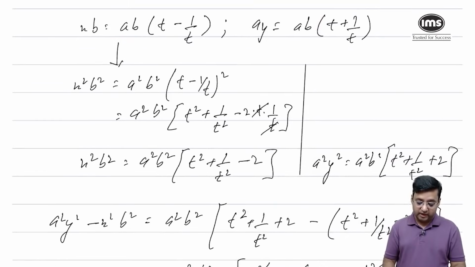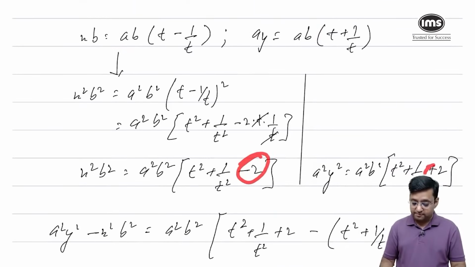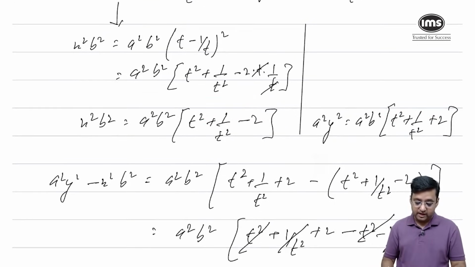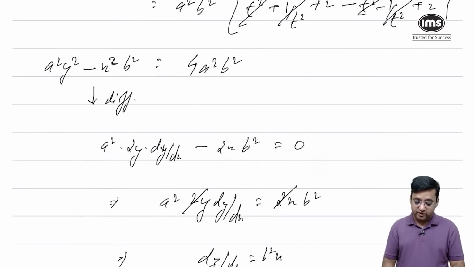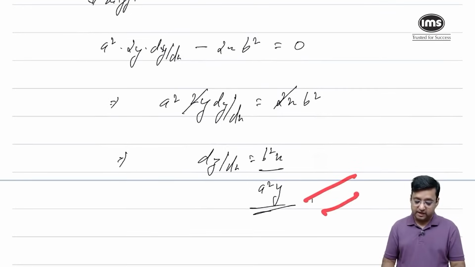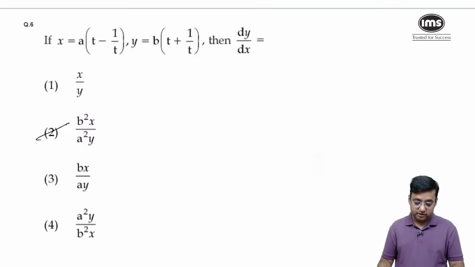When we do a squaring, we get a minus 2 and a plus 2 here, correct? And we have the similar terms like t square plus 1 by t square. When we subtract this, we are going to get a constant term. That is our motto, to get a constant term here. Now, when we differentiate this, we will get 0 and the rest we get the answer. Coming to the next question now.